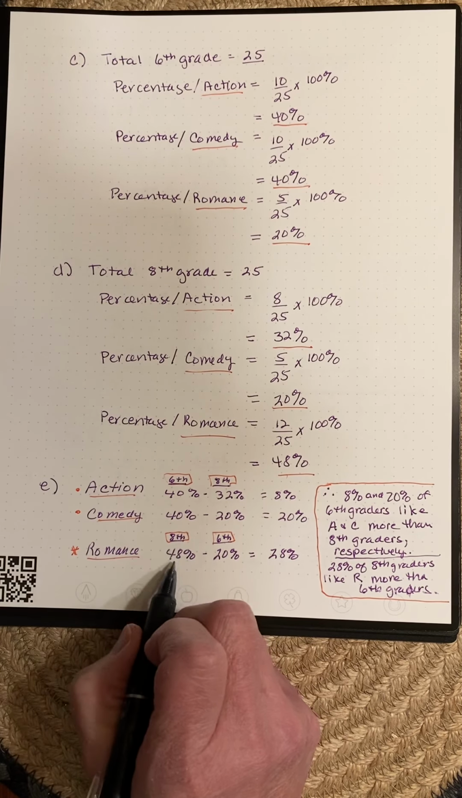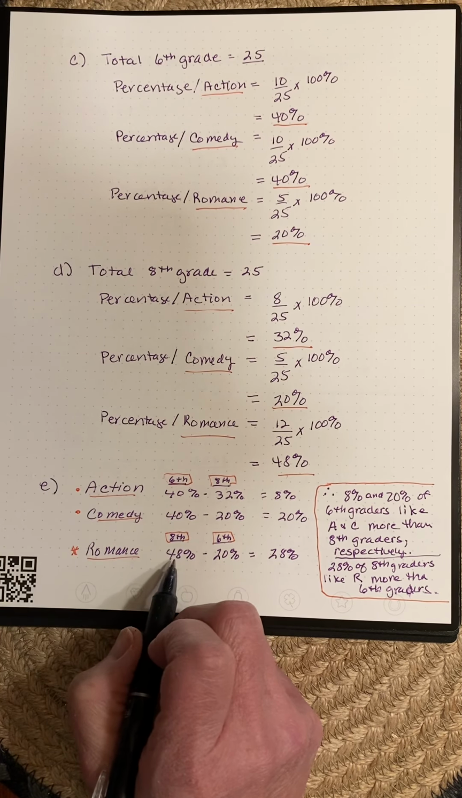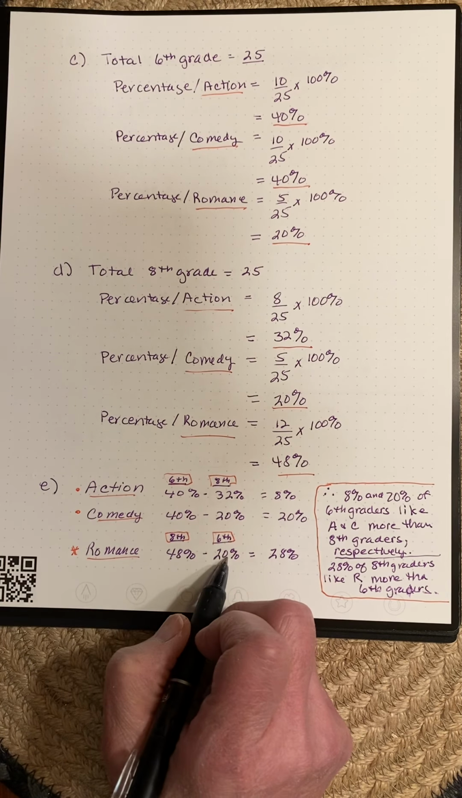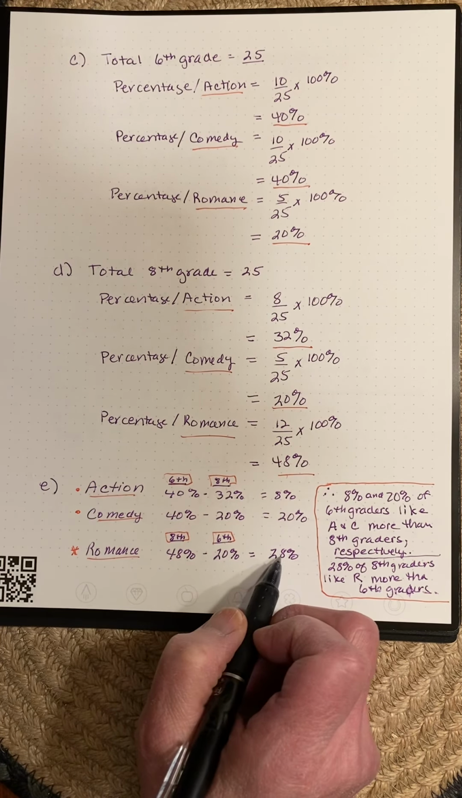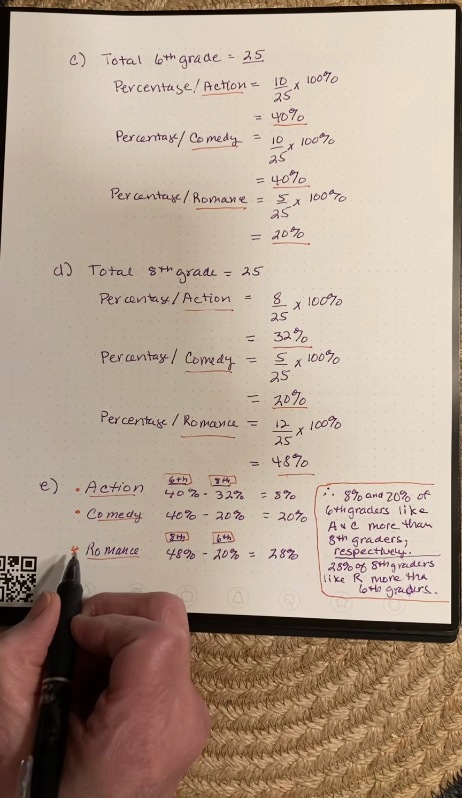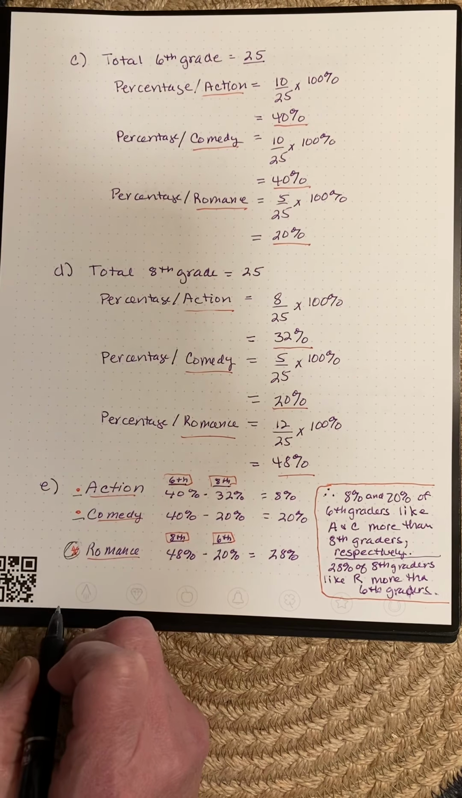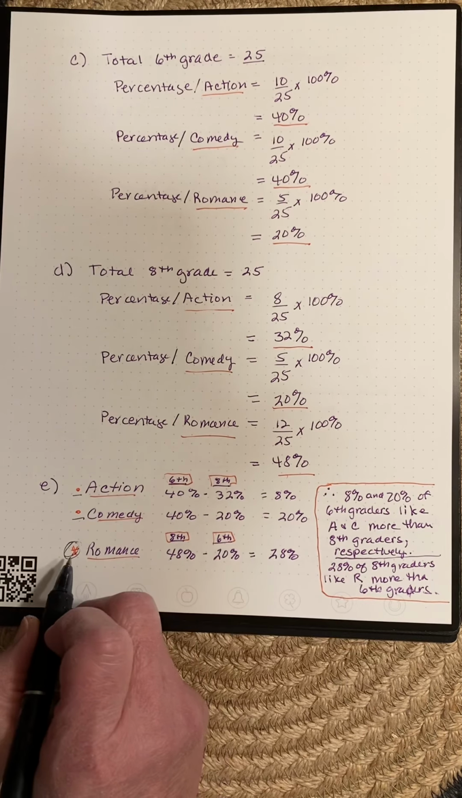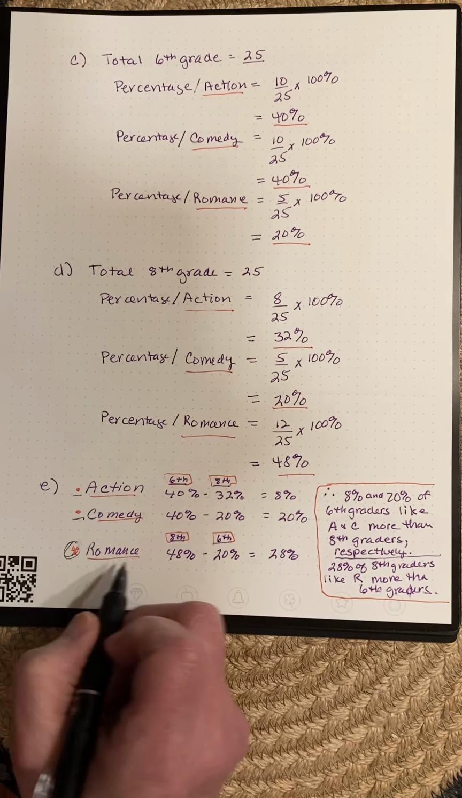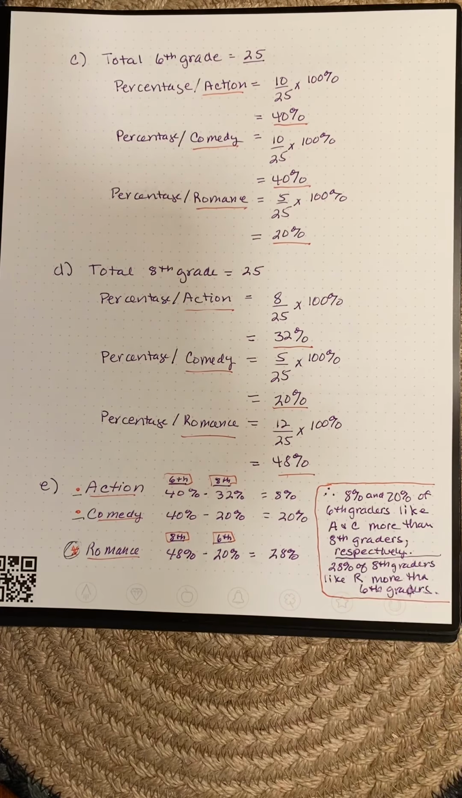Now in romance, it's flipped. 8th grade liked more romance, so I put that first because it's easier to subtract. So 48 minus the 20% of 6th grade leaves me with 28%. I did this because 6th graders like those two by that percentage, and 8th graders like romance by this much percent. So how do you write that?